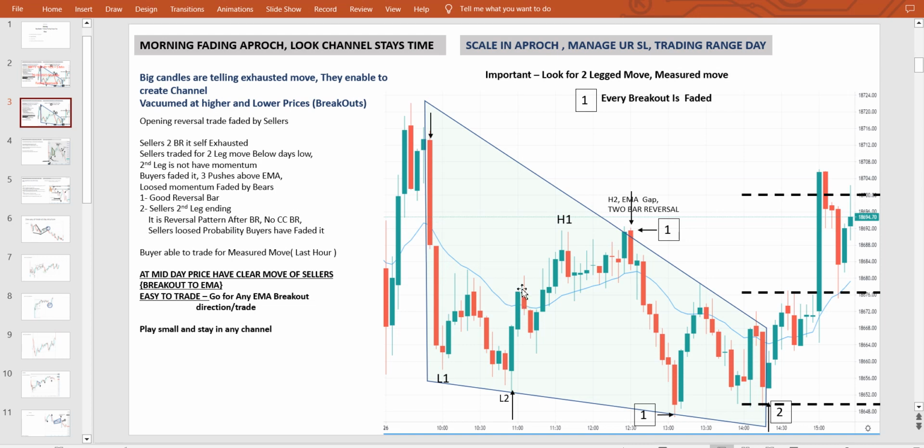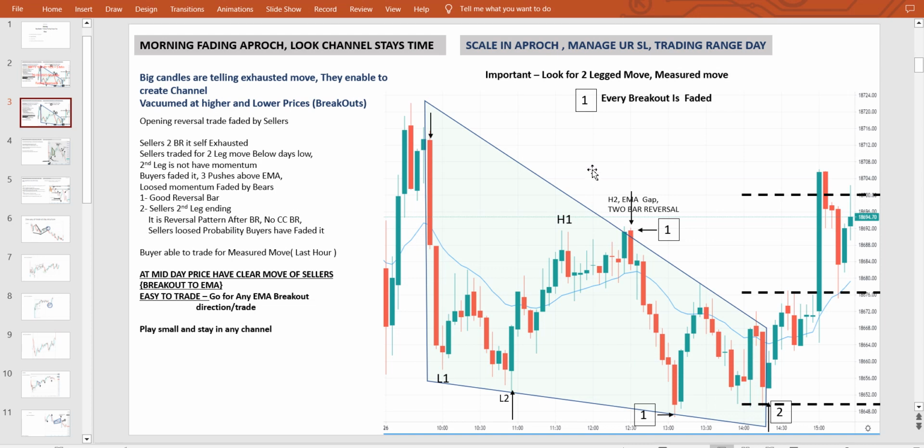This is also a breakout bull bar. You can buy here, you can scale in here, and exit with a good profit. This is the breakout to the EMA. You can sell here and get a good profit. You can also scale in here. There are many ways to trade in a trading range day.